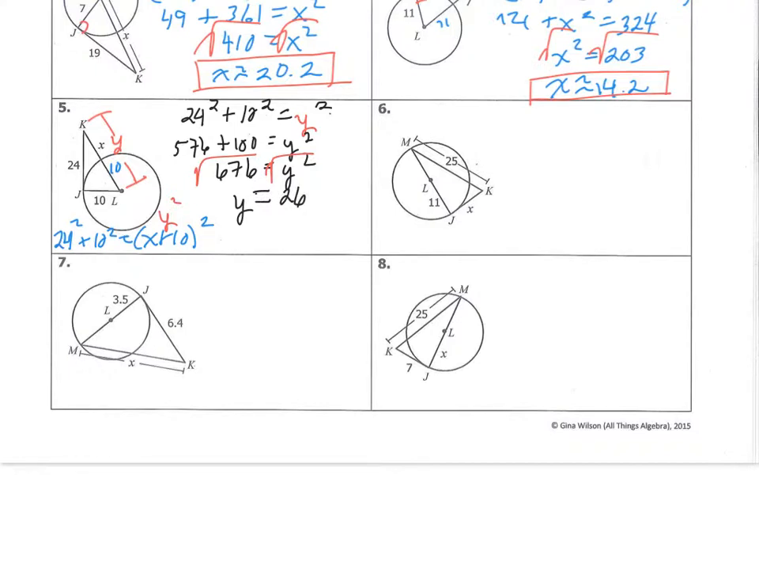But we don't want y. What do we want? Okay, so y is equal to x plus 10. And we know that y is 26. So what does x equal? 16. Just subtract 10. Wasn't that easier than having to factor?